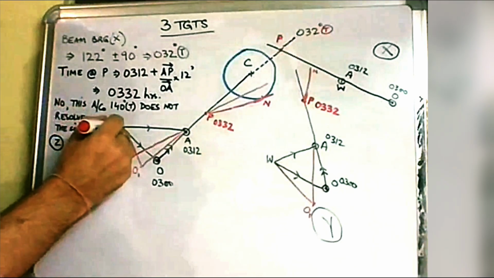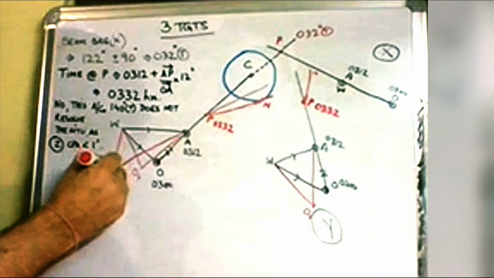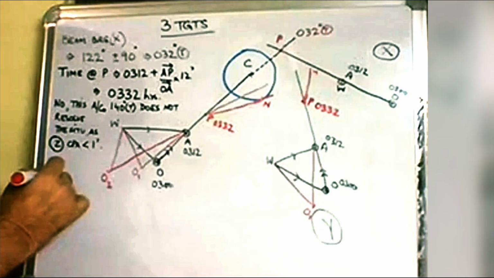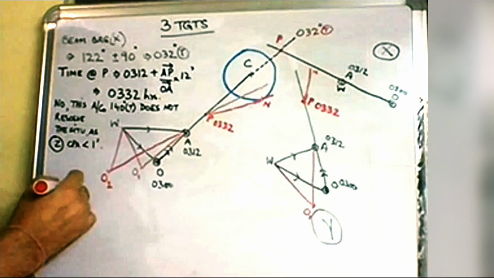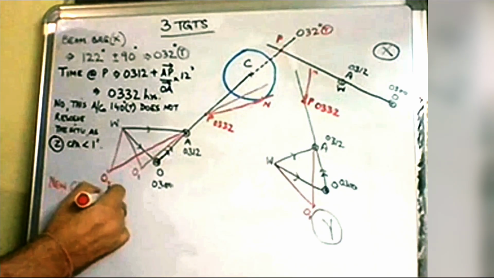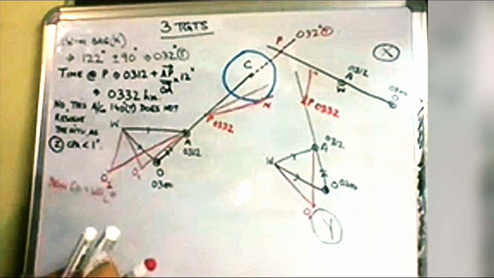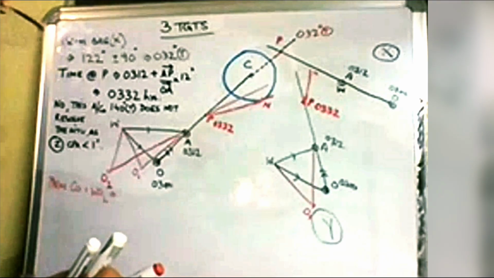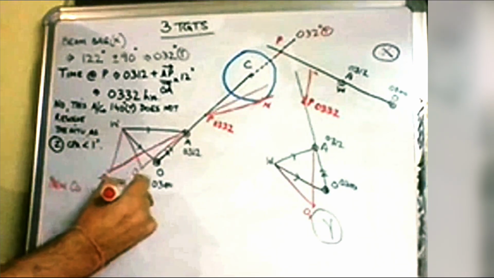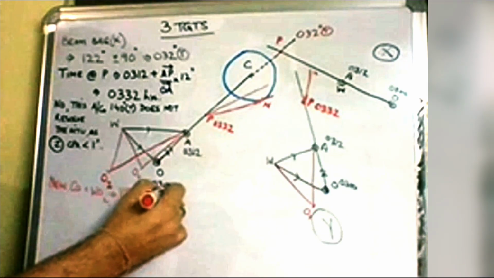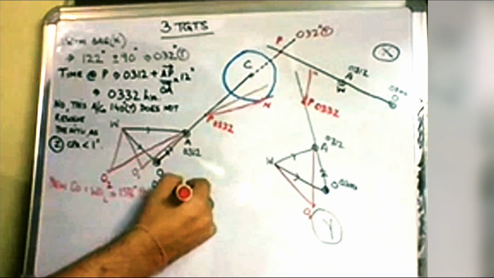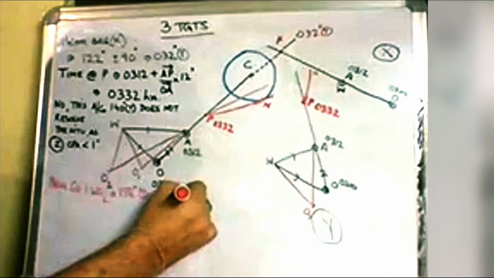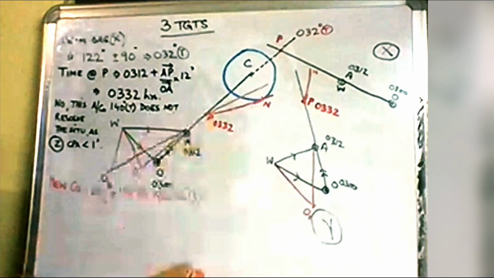Join WO2. Then new course is WO2. Measure WO2. ये आएगा 158. 160 आ रहा है. ठीक है, that's okay. That is your course. 159, sir. ठीक है, that's fine. 36 degrees starboard.